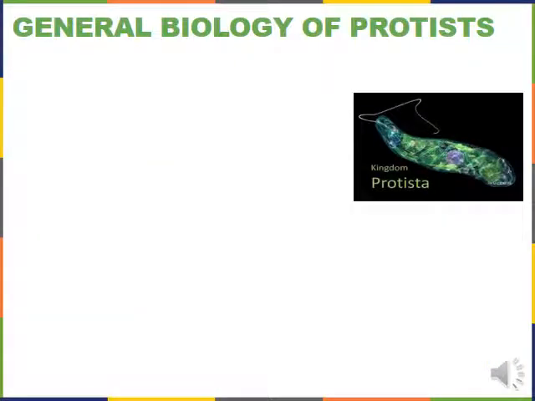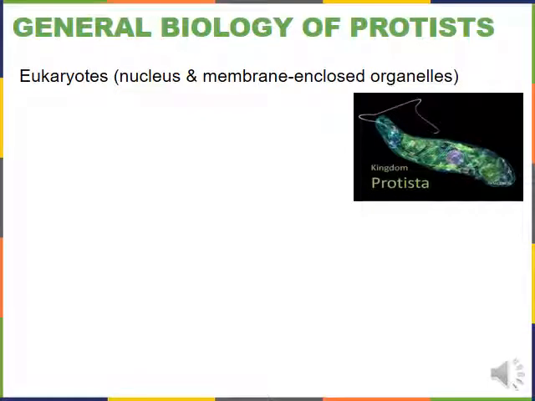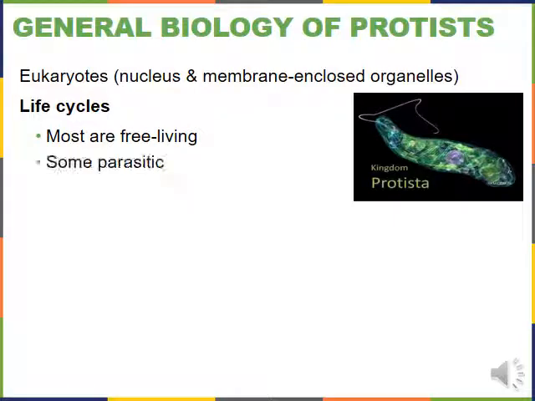Now, a little bit about the general biology of protists. Once again, they are eukaryotes in the domain Eukarya, in the kingdom Protista. So they do have membrane-enclosed organelles and a nucleus. Now, talking a little bit about their life cycles, most of them are actually free living. That is, they're suspended and able to move about in their environment. Some are actually parasitic, and some are common parasites. We'll go over that as well in lab and lecture.